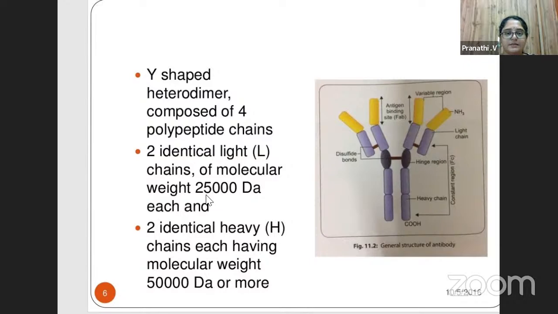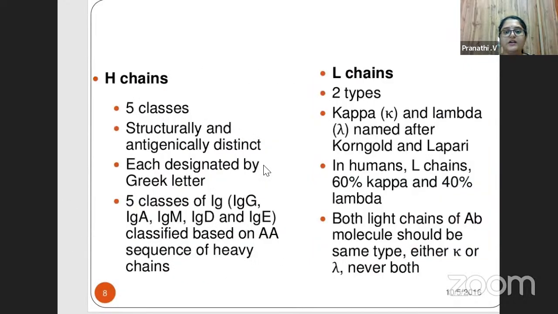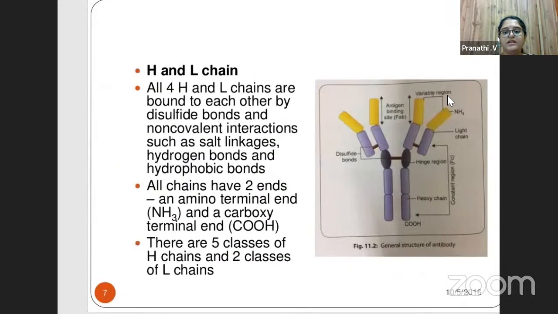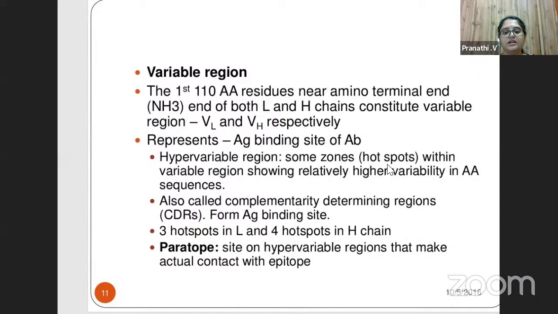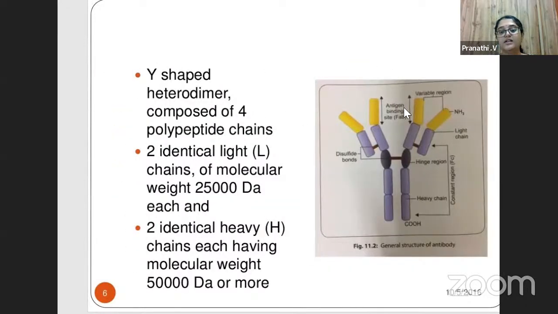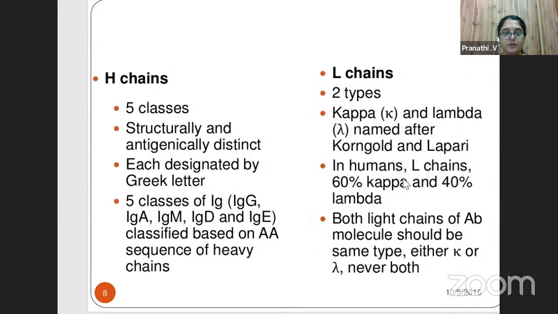We will come to it some other time. I'll show you that later. But then this is how it is going to be. And then we have a paratope. So this area is known as the epitope. This area is known as the paratope. I'm sorry, that is the site of the hypervariable region. So epitopes are present on the antigens. On the antibodies, you have the paratopes present.